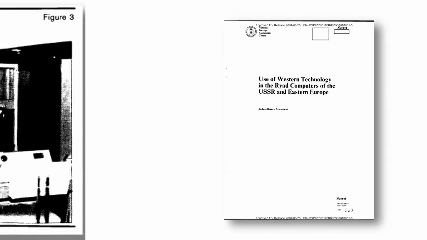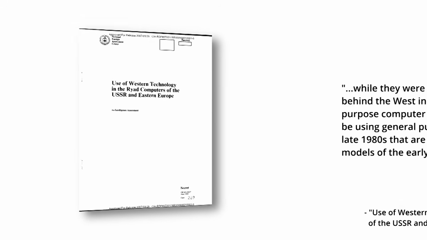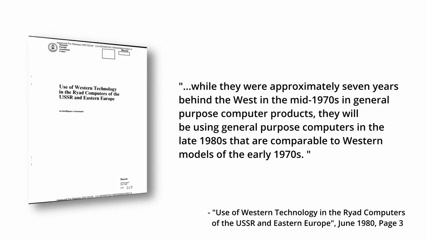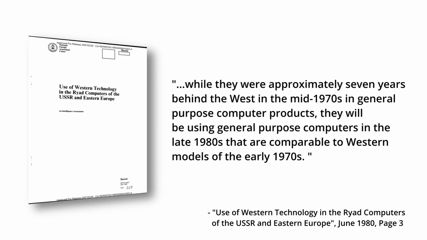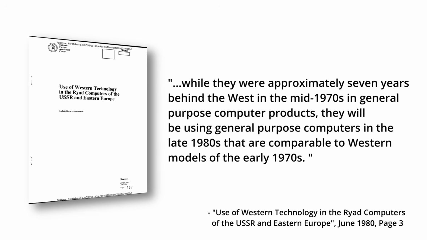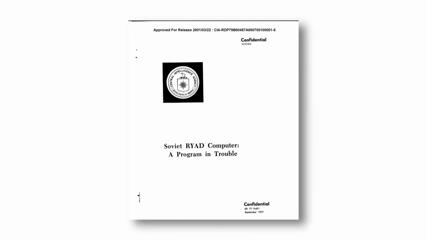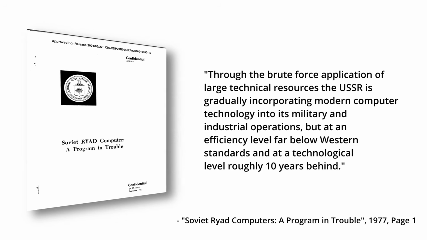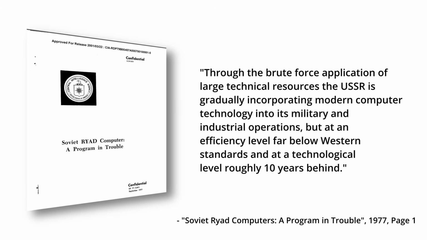As a CIA analysis from 1980, declassified in 2007, states in its abstract, "while they were approximately 7 years behind the West in the mid-1970s in general-purpose computer products, they will be using general-purpose computers in the late 1980s that are comparable to Western models of the early 1970s." This assessment of the lag in Soviet computer capabilities slightly varies from a different CIA assessment from 1977 that was declassified in 2001, which stated that the Soviet computer industry was a full 10 years behind the West, but that may be just due to making a bit of a generalization versus a specific guess.